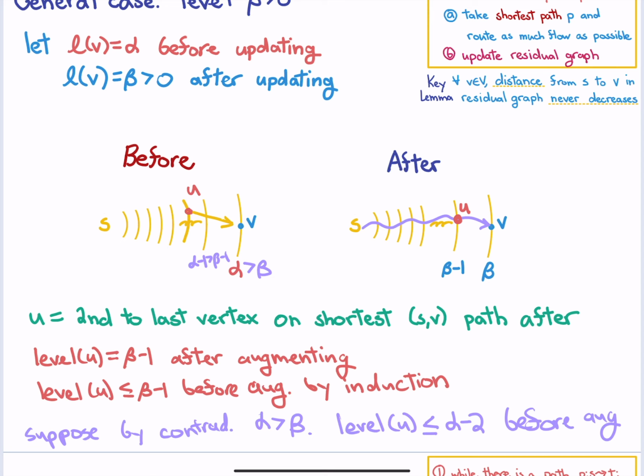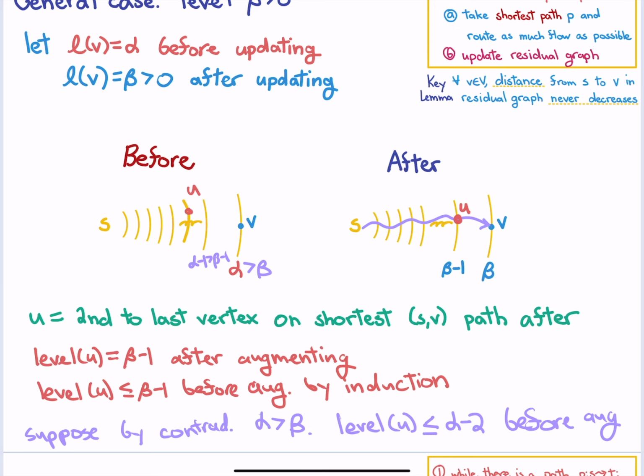Before, it's a little bit nuanced. Before we updated the residual graph, there was no edge from U to V. But after updating, apparently there is an edge from U to V, since U was the vertex before V on the shortest S to T path. So somehow, before there was no edge, after there was an edge, which means that it was introduced. That means we must have routed flow in the opposite direction in the previous iteration.